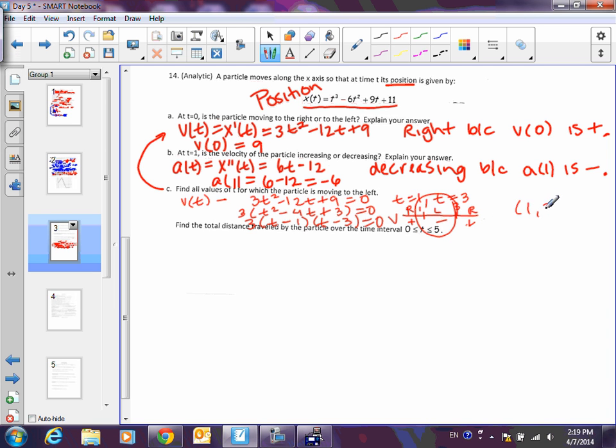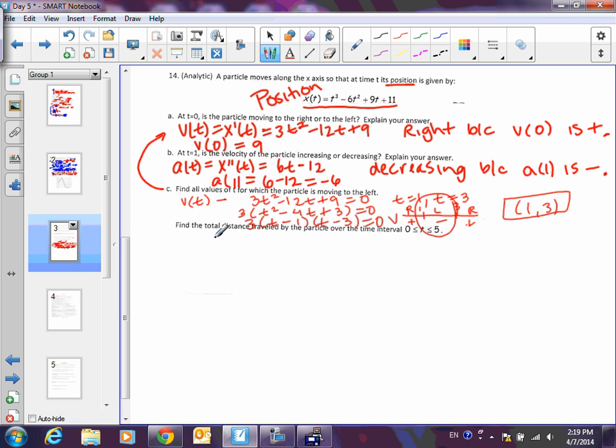Okay, 1, 2, 3. You could put brackets here, but really, I think parentheses are always better, because at 1 and 3, it's not moving to the left or right. But sometimes you'll see brackets with these. It doesn't ask me to explain, but if it did, what would you want to say? The particle is moving to the left from 2 to 3 because the velocity is negative.